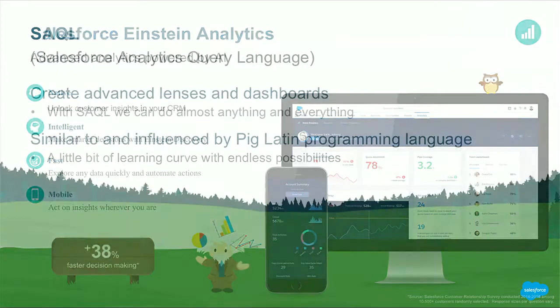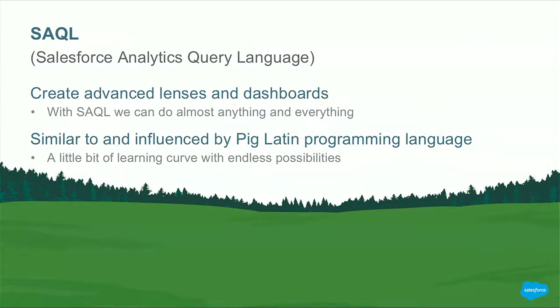So let's quickly take a look at what SAQL is. SAQL is Salesforce's analytics query language. It is really powerful. You can do almost anything and everything using SAQL. You can create very basic dashboards to very advanced dashboards using SAQL. And it is similar to and influenced by the Pig Latin programming language, and it does have a bit of a learning curve. Let's quickly jump in and see what its superpowers are.